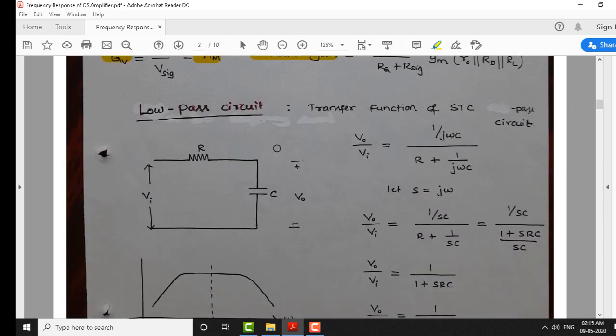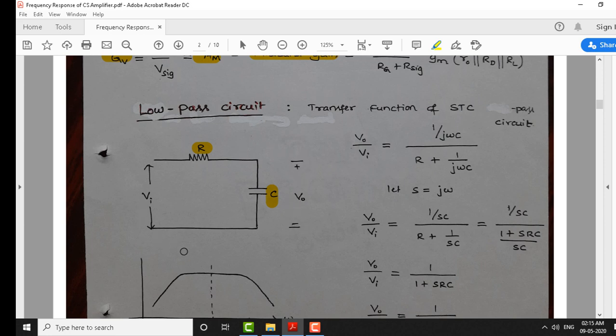Low pass circuit is nothing but a circuit with a resistance and a capacitance connected in this manner, and we apply the input signal across the capacitor, and we measure the output voltage across the capacitor here. So this combination of R and C will behave like a low pass filter circuit. This simple low pass filter circuit is a passive filter. There is no source given here, so the AC source itself is the input, and we observe the output across the capacitor here.